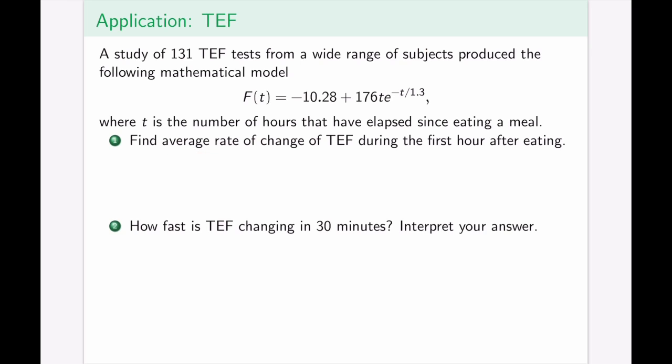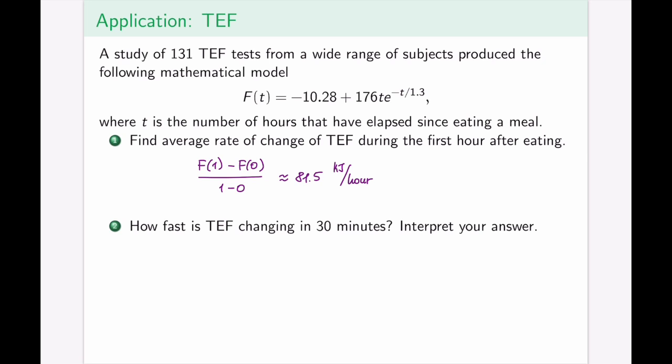So the average rate of change, remember, is just the slope of a secant line, or the rise over run between the 2 points that we're interested in, the beginning and the end. So all I have to do here, for the first hour, is compute the difference in the actual TEF numbers divided by the total number of hours elapsed, which is 1. If I plug in 1 and then plug in 0, and compute the difference, I'm going to end up with approximately 81.5. And of course, my units are kilojoules per hour.